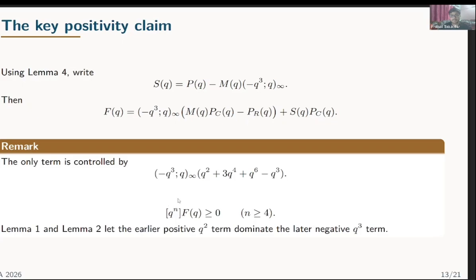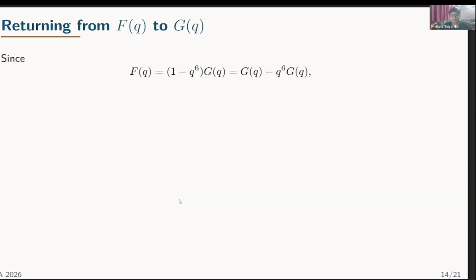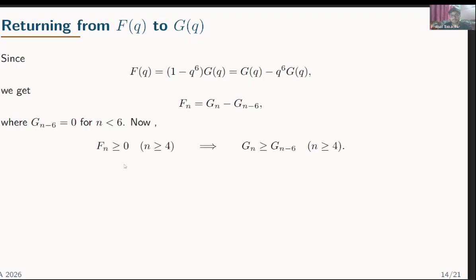Now once f has non-negative coefficients, we return to G and finish Theorem 1. Since f is 1 minus q to the power 6 times G, the coefficient extraction gives G_n minus G_{n-6}. Now we have just shown that f_n has non-negative coefficients for n at least 4, hence G_n is at least G_{n-6} for that range.